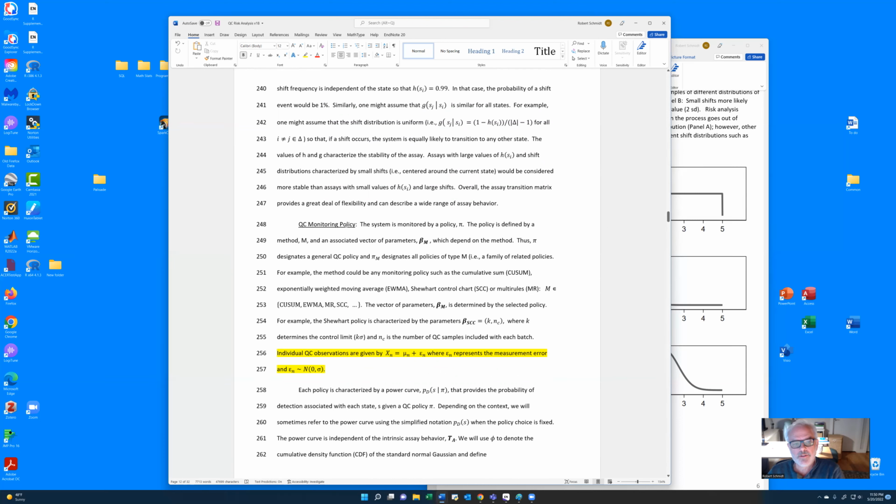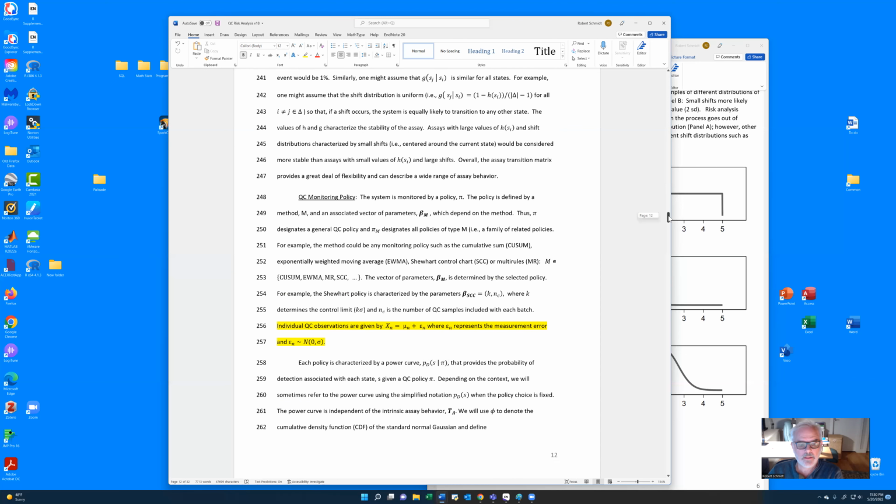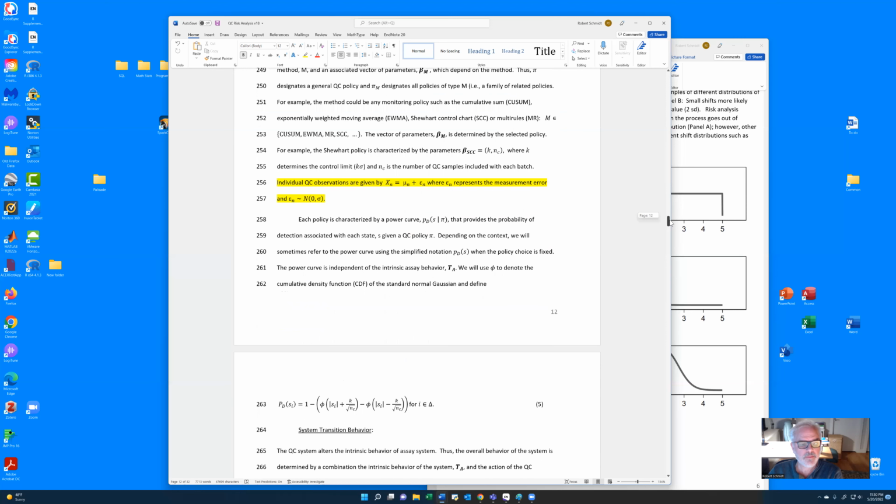So the thing about a QC monitoring policy is we'll end up with some sort of power curve, right? We talked about that in the conceptual model, and we call that a probability of detection of some state S given a QC monitoring policy pi. So pi can be anything in our model. It can be Westgard rules, it can be Q sum, it can be exponentially weighted moving averages with any parameter you want. It can be anything you can dream up. So our model is completely flexible with respect to this. All we need to do is create a power curve for that, and the model will accept it. There are no limitations at all.